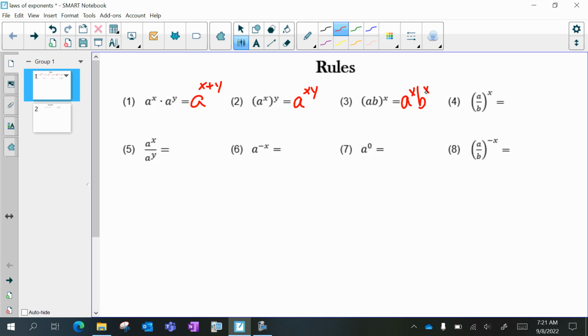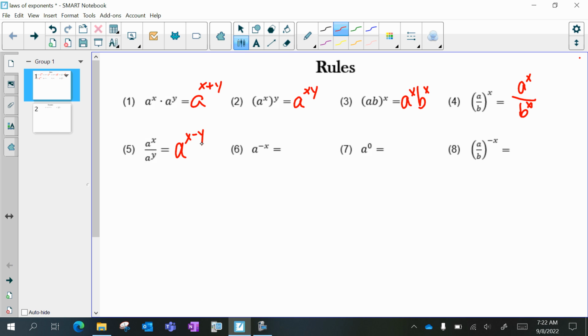Number four, once again, I have two separate pieces as my base. Technically, it's one piece because it's a fraction, but each piece, the numerator and the denominator, is different or separate. So this becomes a to the x over b to the x. Number five is a fraction, but I have a common base in the numerator and the denominator. So when you have a common base, both a, you are going to keep the base and subtract your exponents.